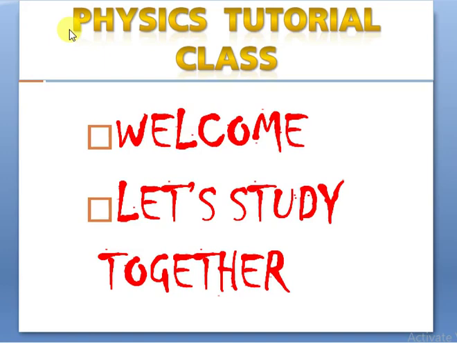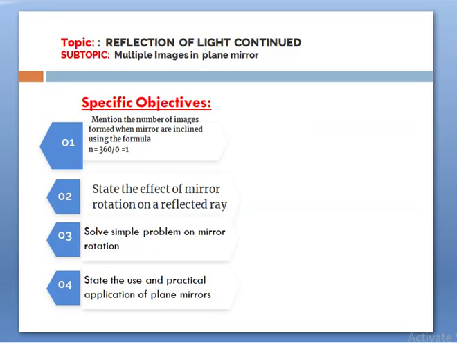Finally, we talked about the characteristics of image formed by a plane mirror, which we demonstrated. We listed the characteristics: that the image is virtual. We said that the image is as far behind the mirror as the object is in front of the mirror. We said that the image is the same size as the object. We said that the image is upright. The image is equally laterally inverted.